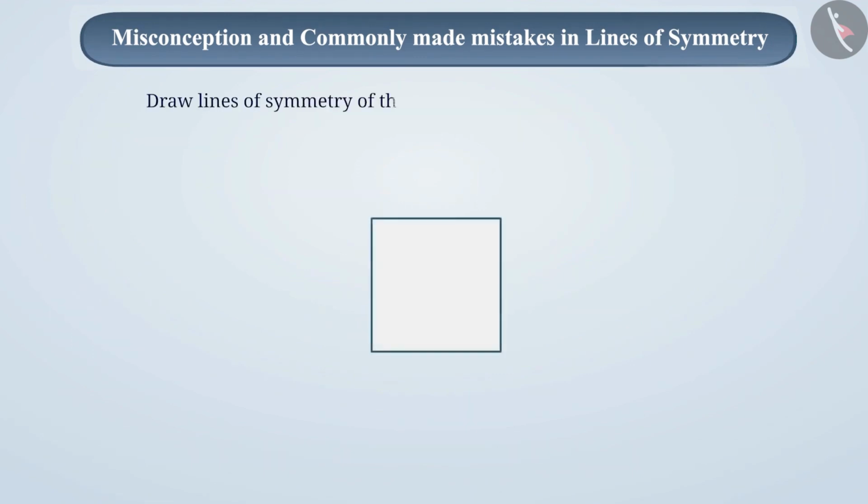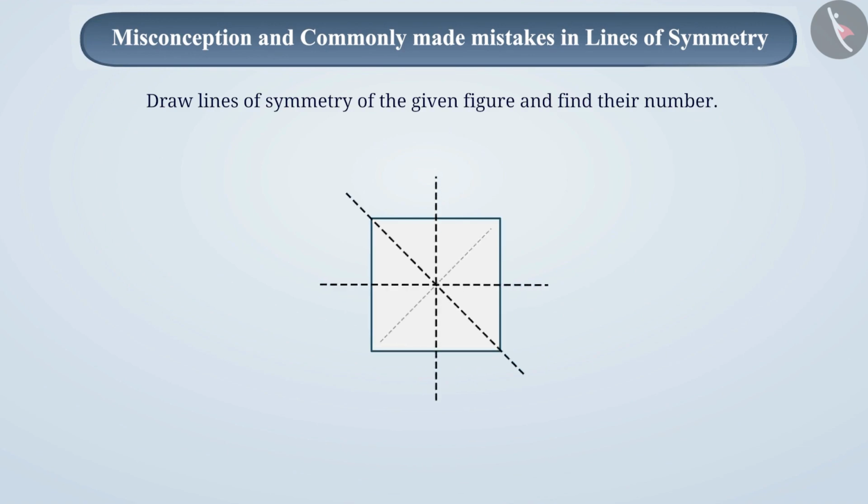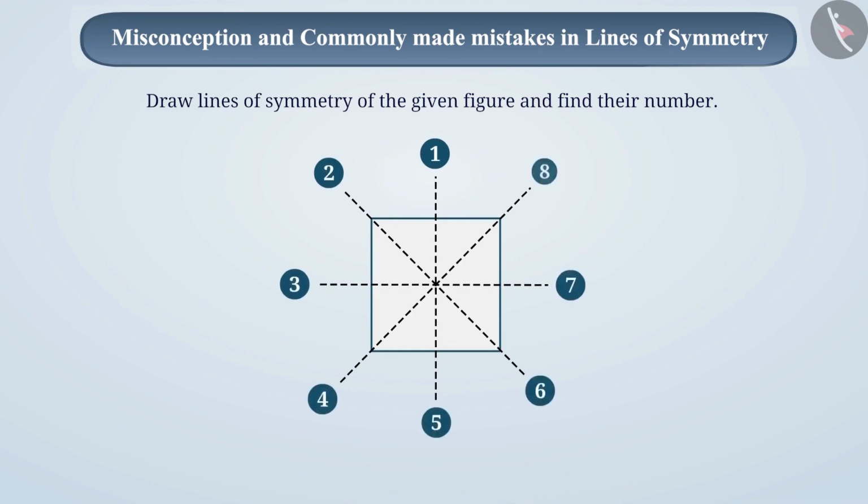If students are asked to draw lines of symmetry and find the numbers of such lines, then some students draw the correct lines of symmetry, but when they count them, they make a mistake by counting a line twice, and hence the answer is wrong. Like they say that a square has 8 lines of symmetry, and they don't realize that they are counting a line twice.